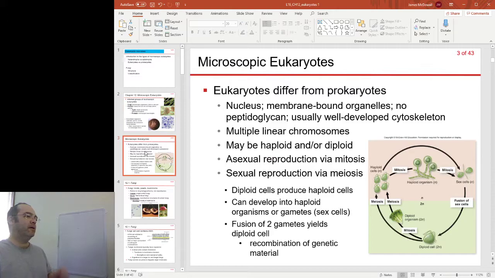Okay, on to slide number 3. We've looked at the differences between prokaryotes and eukaryotes before, so I won't go into too much detail. One has a nucleus, the other one doesn't. One has membrane-bound organelles. Bacteria have peptidoglycan. No eukaryotes have peptidoglycan. But a couple of things we haven't mentioned.